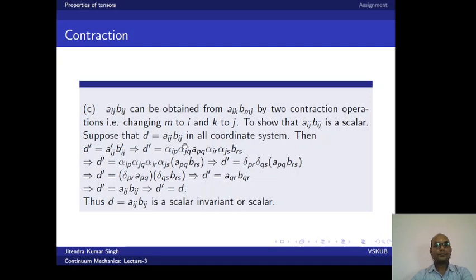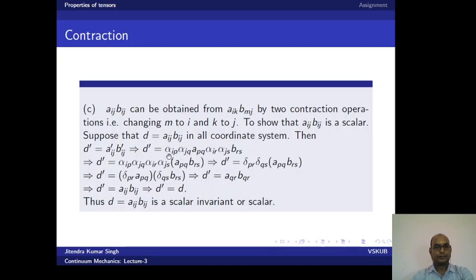So I am assuming that suppose d is equal to aij bij in all coordinate systems. So d dash is equal to aij dash bij dash. So since both aij and bij are the components of second order tensor, they will follow the transformation rule for a second order tensor. So aij dash you can write as alpha ip, alpha jq, apq, and bij dash you can write as alpha ir, alpha js, brs. So therefore d dash is equal to alpha ip, alpha jq, apq, alpha ir, alpha js, brs.